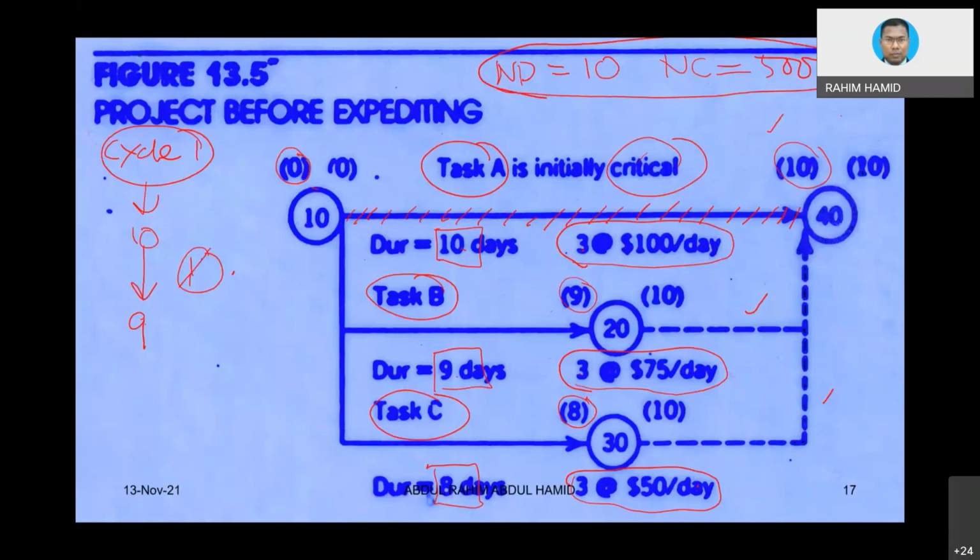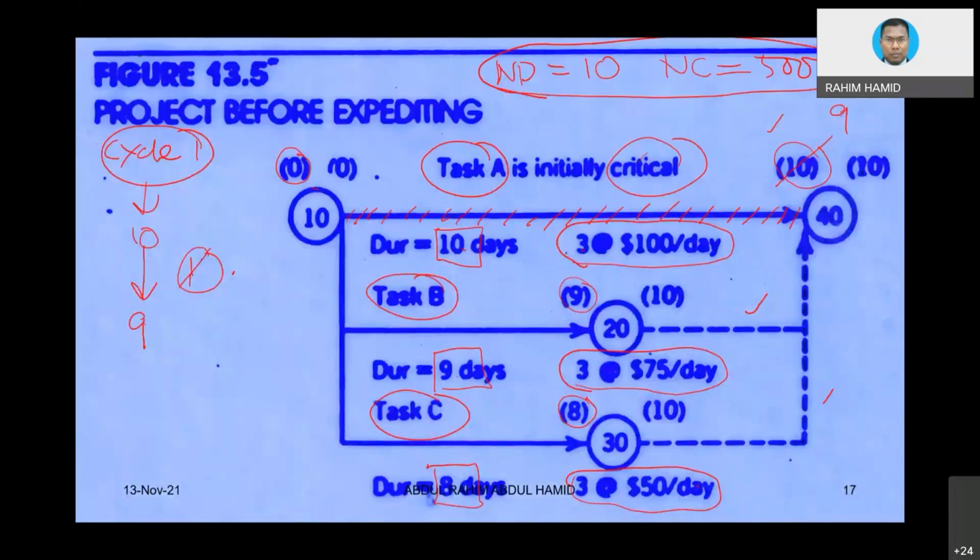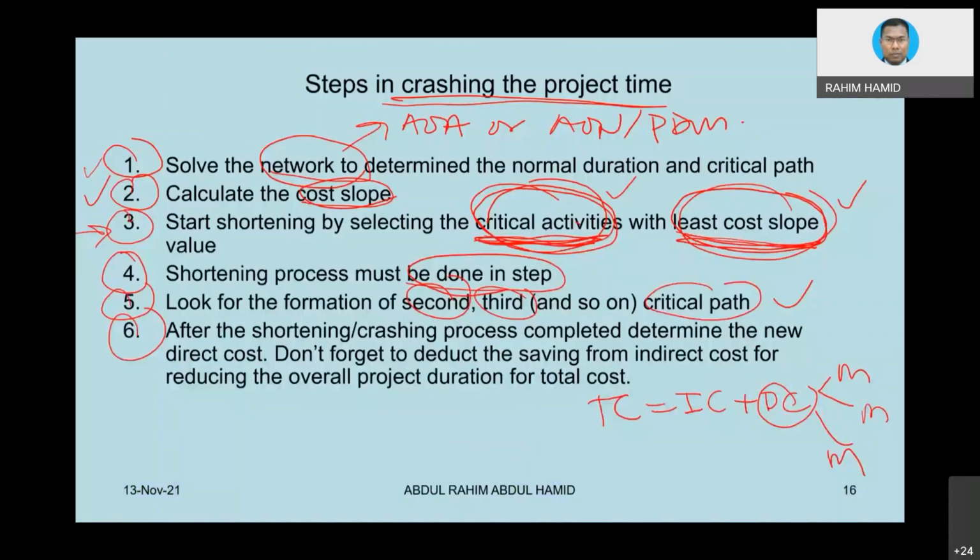Okay, if for instance I want to reduce this duration from 10 to 9, what shall I do? That would be the question. Well, take a look at number 3. Start shortening by selecting the critical activity with least cost slope. Well, it looks like in cycle number 1, the only critical activity is A. So that is the only activity that we can choose, even though step number 3 also mentions least cost slope.